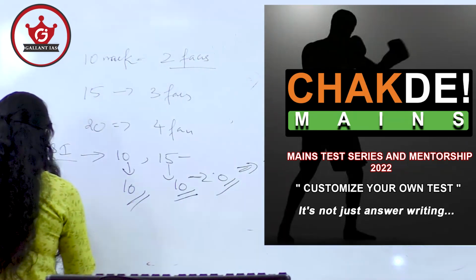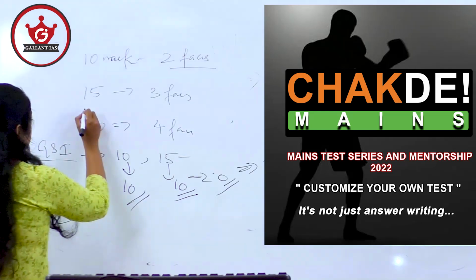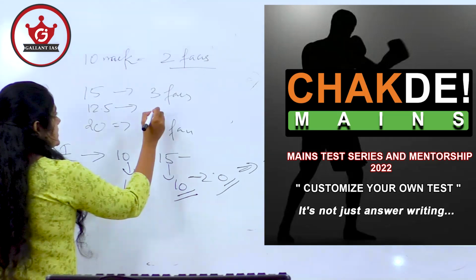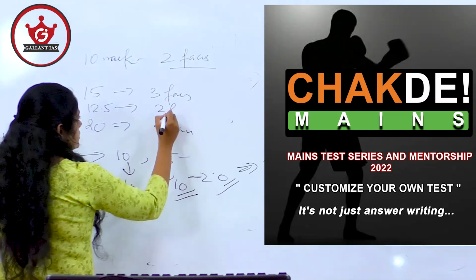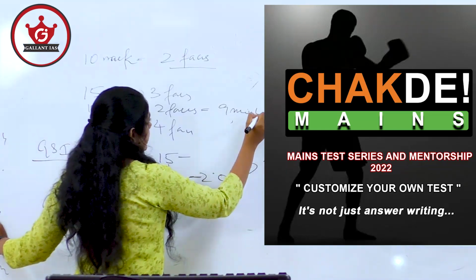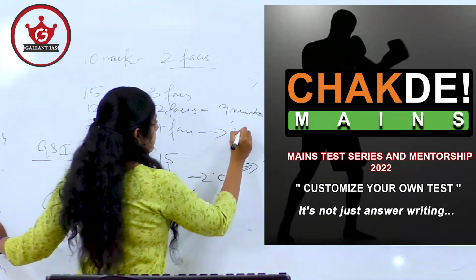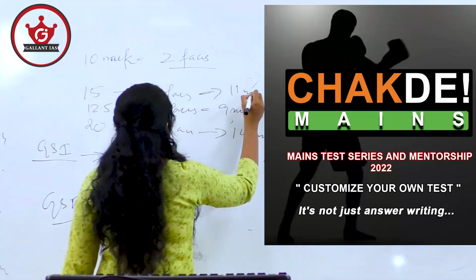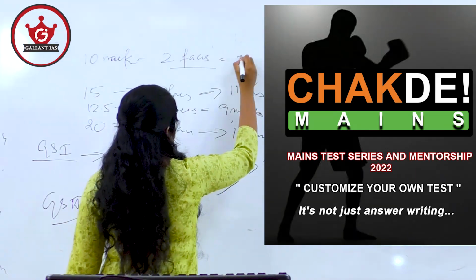If you consider GS2, for a 12.5 mark question, you will write the same 2 pages only, and you can write it in 9 minutes, okay. The time will be 9 minutes. 20 marks, it will be 40 minutes. 15 mark, it will be 11 minutes. 10 mark, it will be 7 minutes.